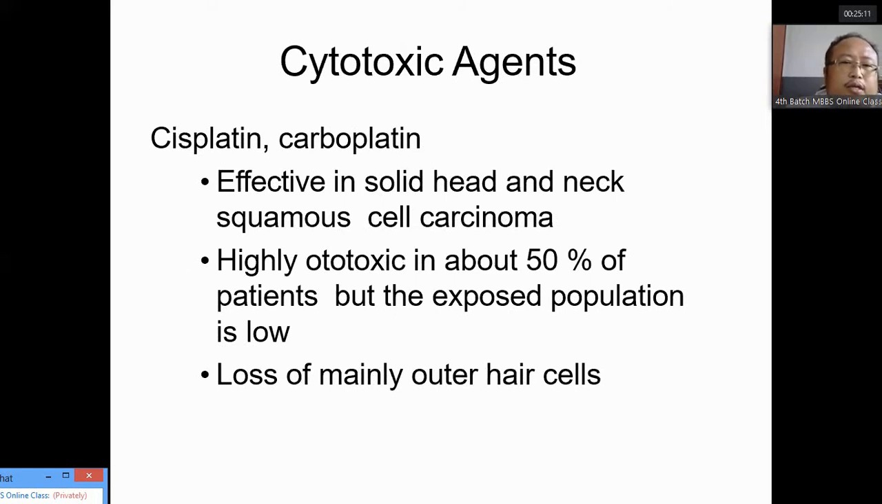As you mentioned, in ototoxicity, aminoglycosides are the number one. Then cytotoxic agents, cisplatin, which is given as chemotherapy for head and neck squamous cell carcinoma. About 50% of patients have some kind of ototoxicity, leading to the loss of outer hair cells. Again, cytotoxic agents also target the outer hair cells.